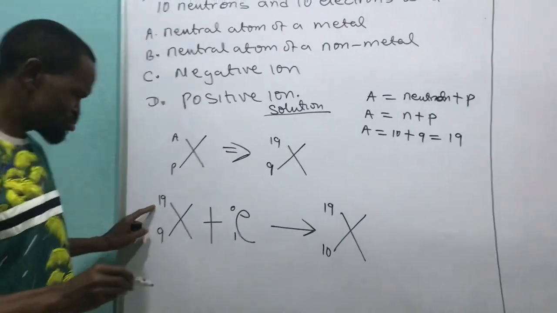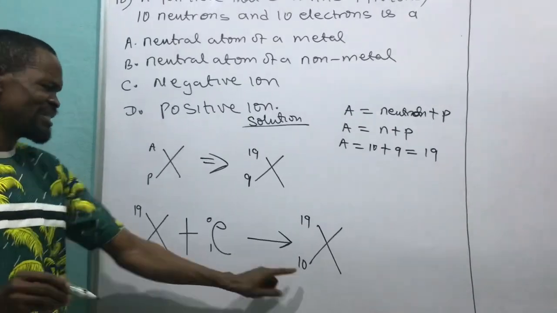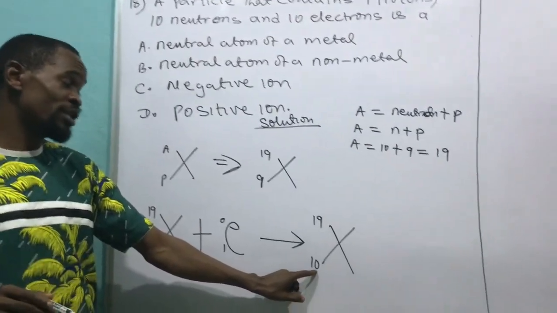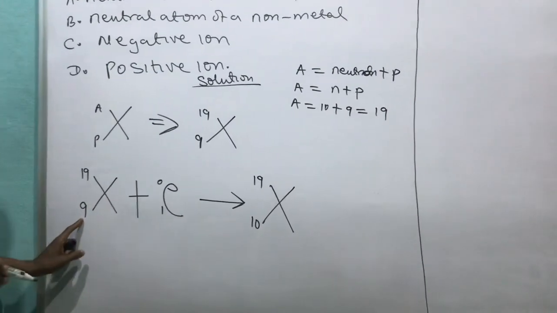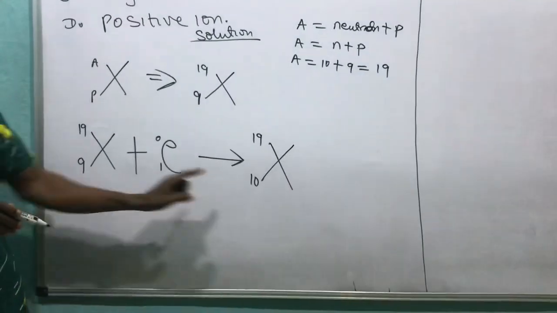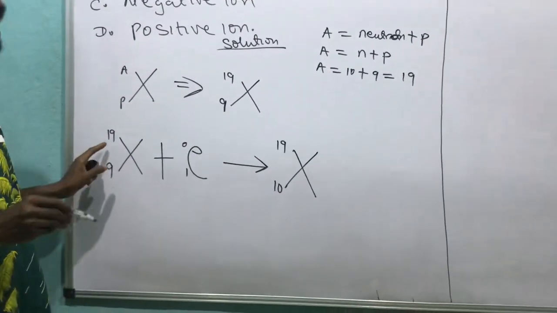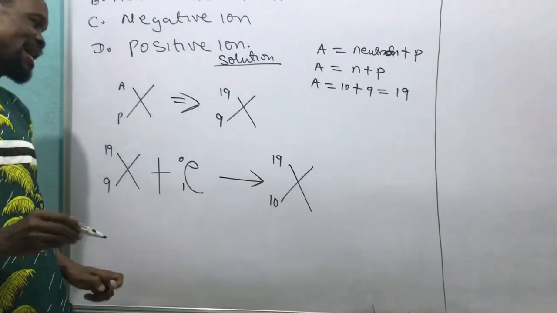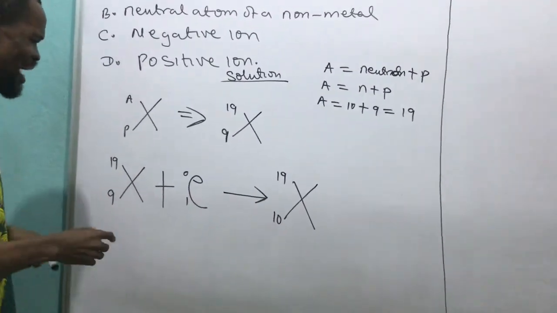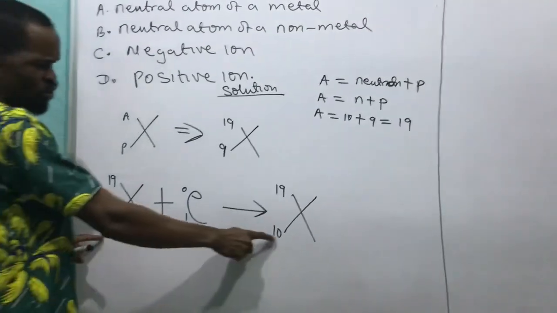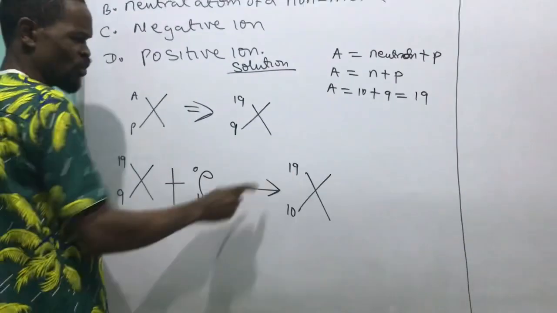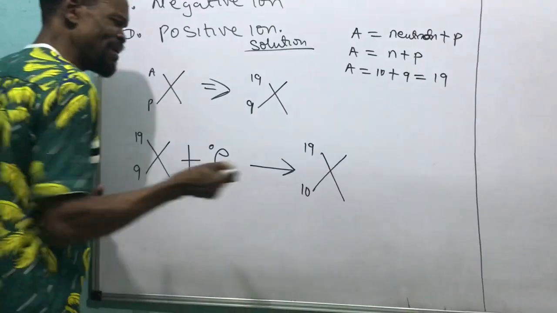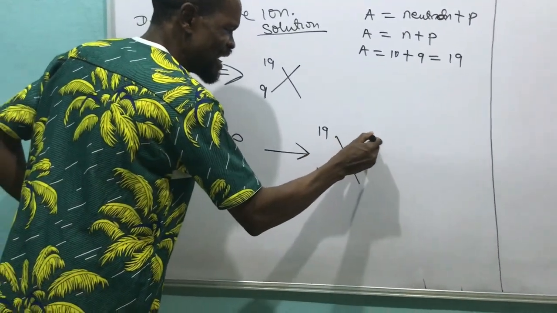This element accepted the electron. That's the reason why the number of electrons differs. The number of protons here is 9, while this one is 10, and it still has 19 as the atomic mass. If you check it now, it's balanced. This plus this is equal to 10, and this plus this is equal to 19. And that means this element gained an electron, right?